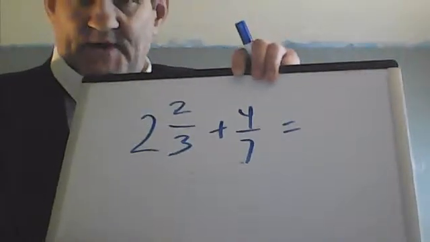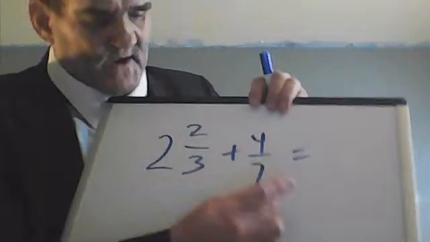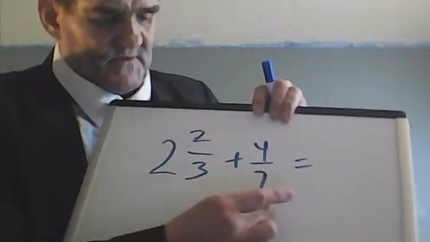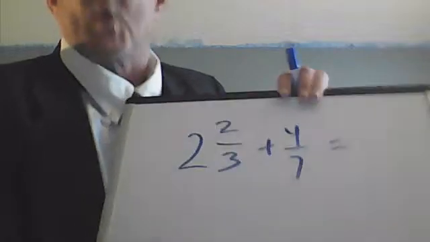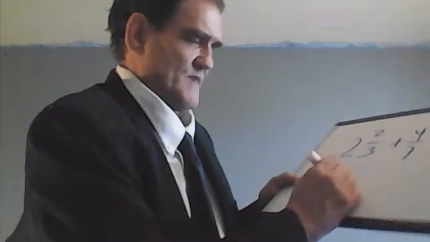So what do you do to make them the same? One way is to multiply. 7 and 3: multiply 7 times 3, 3 times 7. What do you get? You get 21, right? That makes 21 the bottom number.